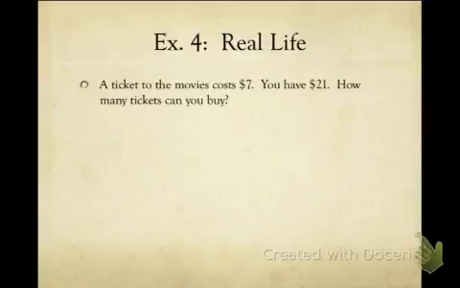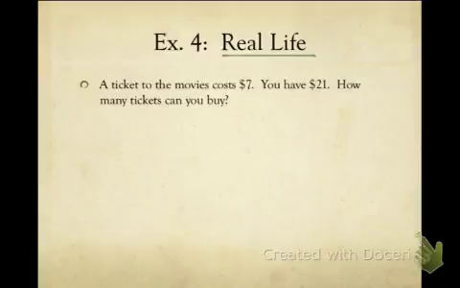So if you look at this first problem, we're now talking about real life problems, things that you might do just mentally on your own in your mind, and you'd say, where are we going to use math in the real life? A lot of that is because you do some of the things in your head. So if I read through this problem, it says a ticket to the movie costs $7. You have $21. How many tickets can you buy?